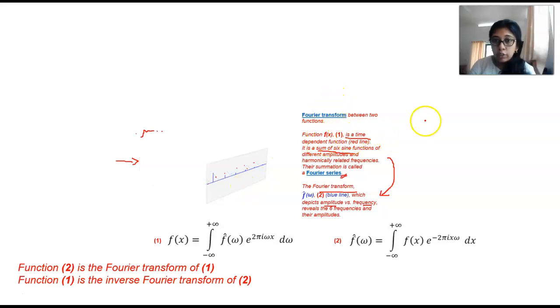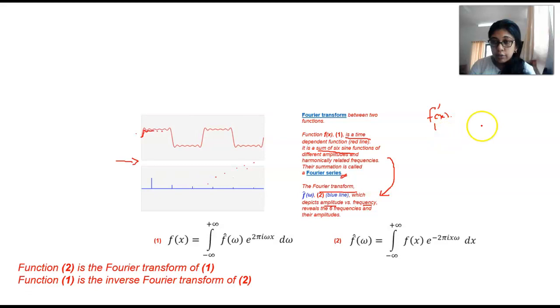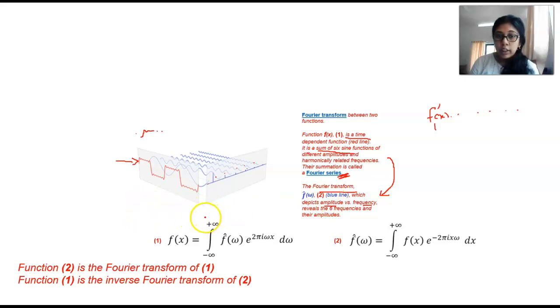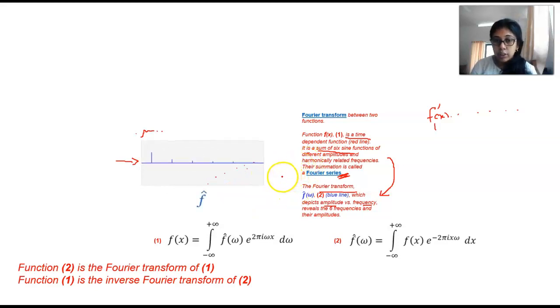So initially you have functions f1(x), f2(x), f3(x), etc., which are periodic sine functions, and these sine functions will be combined together to give you the Fourier series, which is a periodic function, and this Fourier series will then undergo the Fourier transformation to give you the corresponding Fourier transform function, the frequency domain function. So this transformation is done during the Fourier transformation process.